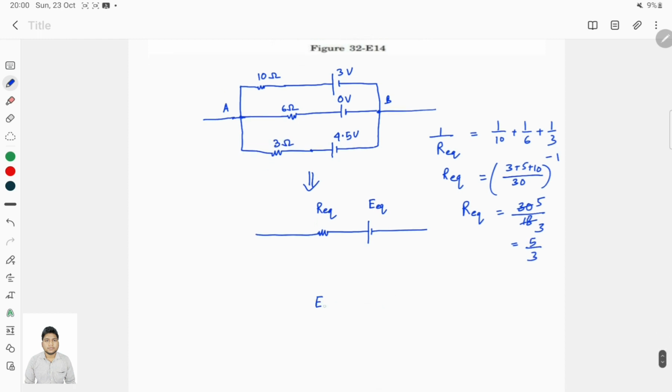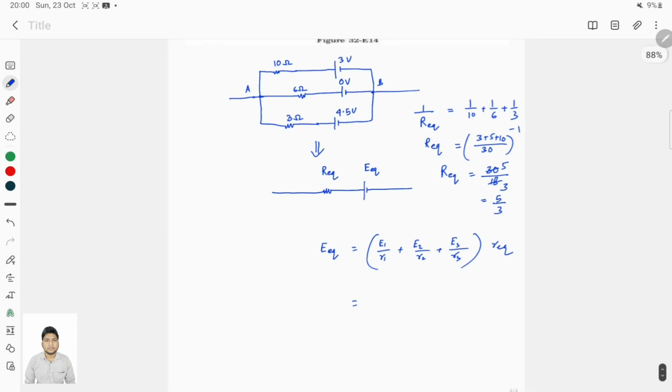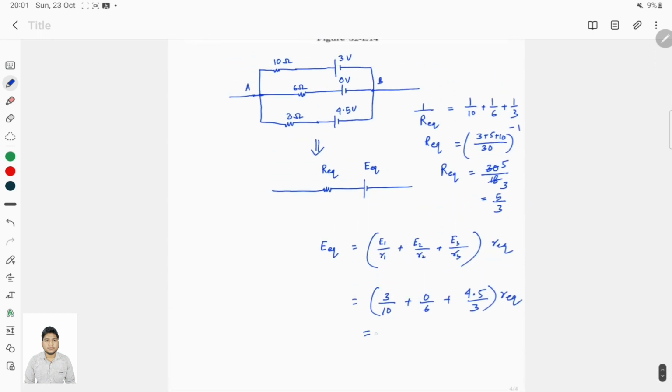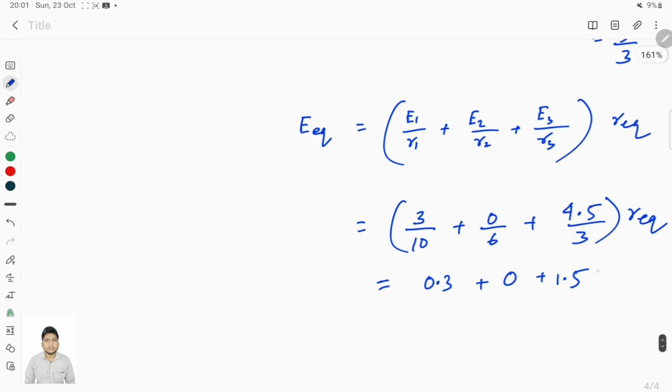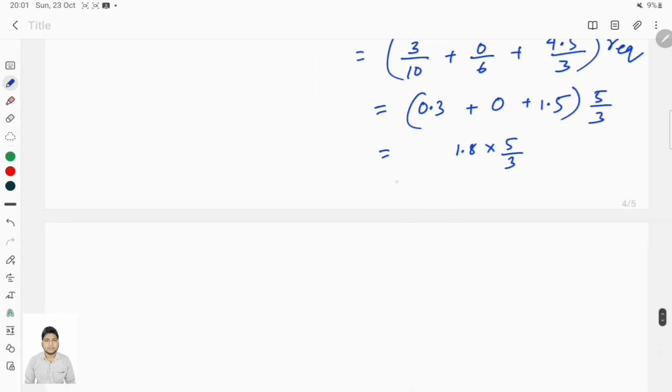And what is the equivalent EMF? The equivalent EMF equals E1 by R1 plus E2 by R2 plus E3 by R3, into R equivalent. So this is the formula. Here E equivalent equals 3 by 10 plus 0 by 6 plus 4.5 by 3, into R equivalent. 3 by 10 equals 0.3, plus 0, plus 1.5, and R equivalent is 5 by 3. So this is 1.8 into 5 by 3, so 0.6 into 5, which equals 3.